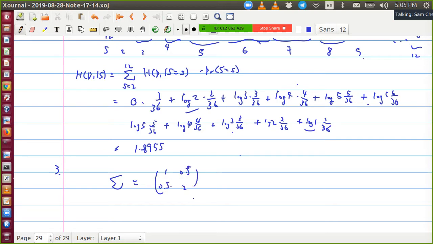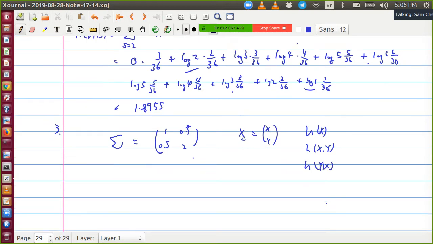That's the covariance matrix for a joint Gaussian random variable that contains two random variables, x and y. Then we ask what is h(x), h(x,y), and then h(y given x). Because sigma is like that, sigma x squared is just equal to 1, right?